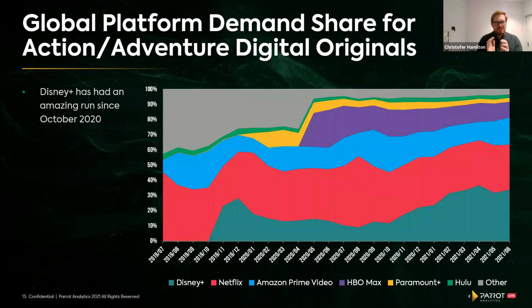And personally, I love this next chart, and there are plenty of them in the report. This is really the same data we were just looking at. So share of demand for digital originals by original platform, specifically the action adventure genre. The reason I love these is you can see all the changes happening month to month across the past 2 years in a way that you can't with a simple pie chart. And the action adventure space in particular has really undergone some major changes.